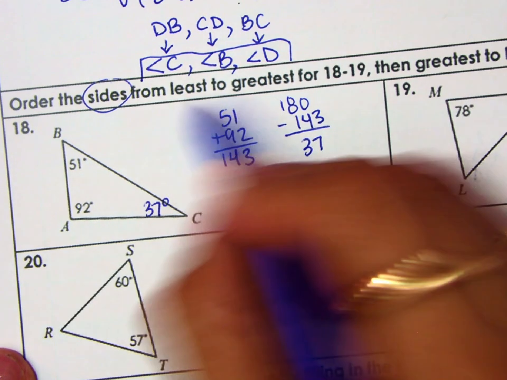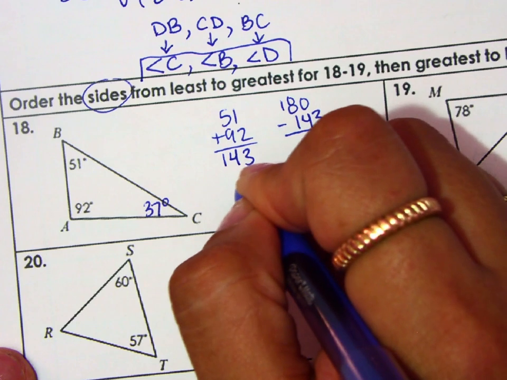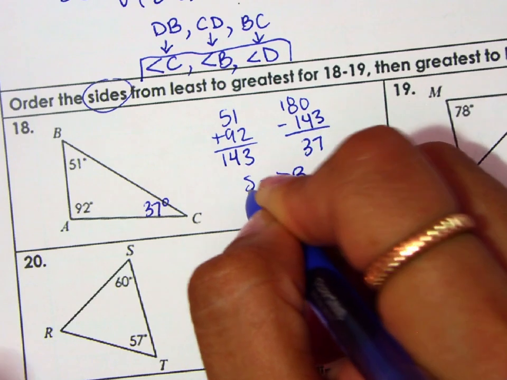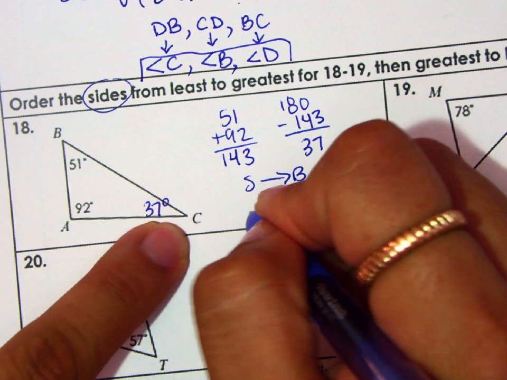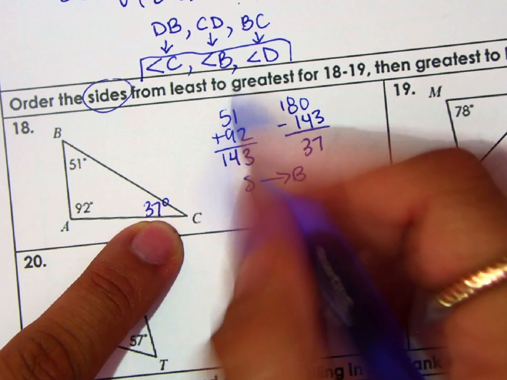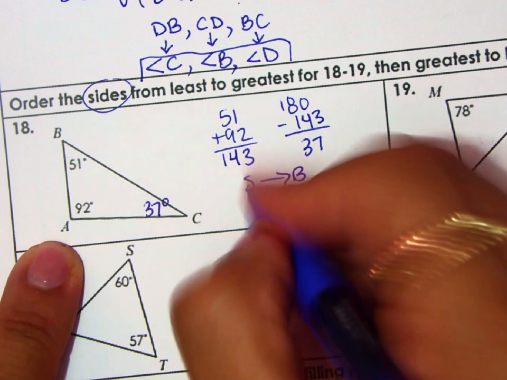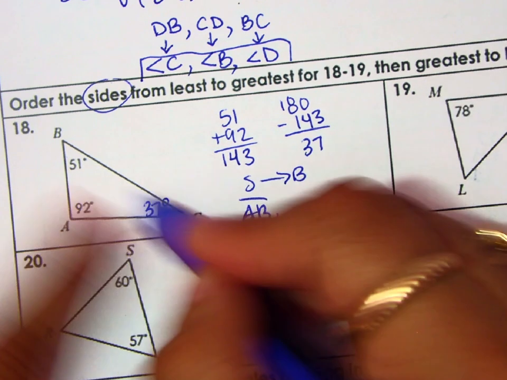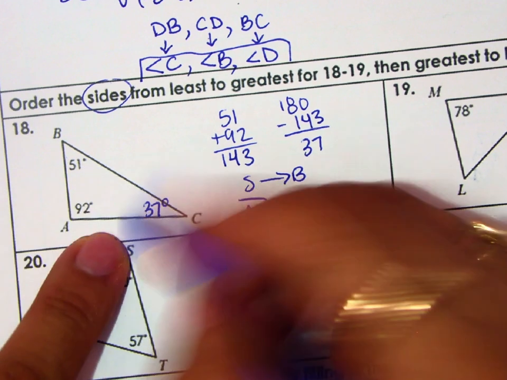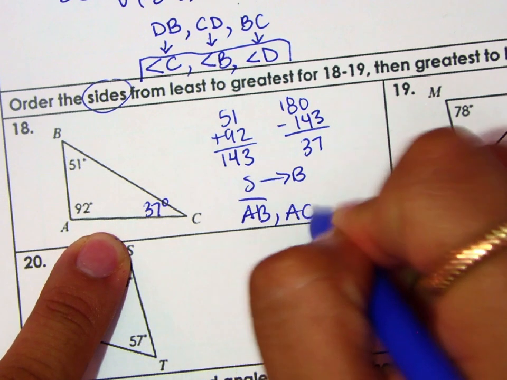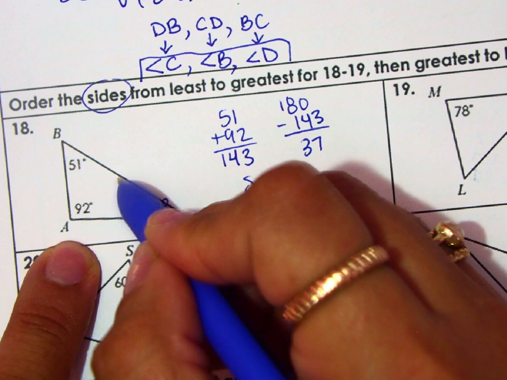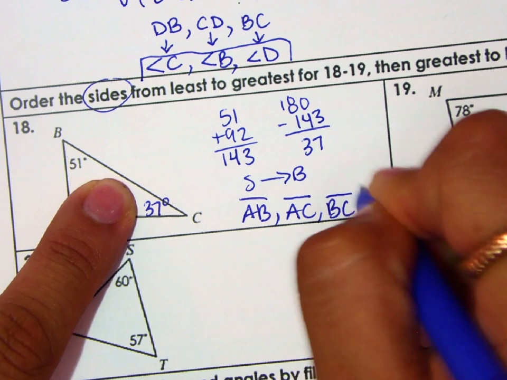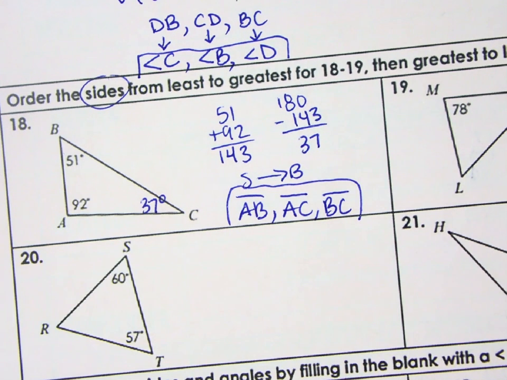Now they want least to greatest, so because they want smallest to biggest, smallest angle is C, 37 degrees. So right across from that, it's AB, followed by 51. 51 is across AC, and 92 is the biggest. So across from that is BC. So that's the order, least to greatest.